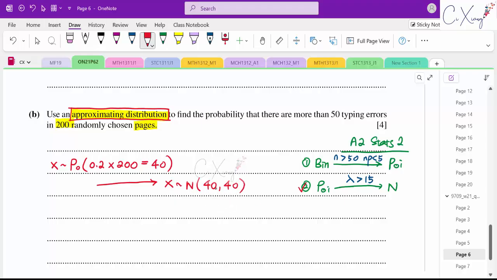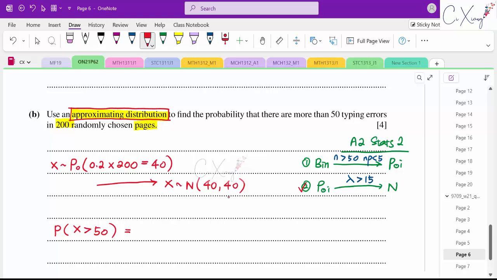Do you know why? Because Poisson distribution has a very special characteristic where the mean and variance have the same value. Therefore, the mean and variance are also the same in your normal distribution. Next, you want to calculate the probability for x more than 50, the number of typing errors being more than 50. How can you calculate the probability?